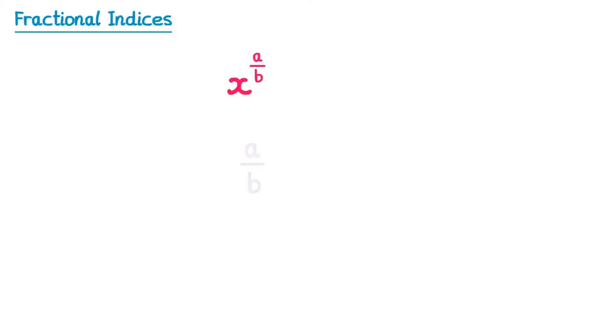You could write the fraction a over b as a product, 1 over b times a. So we could rewrite x to the a over b as x to the 1 over b times a. And you could use the bracket law for indices to write this as x to the 1 over b all to the power a. Now we know how to cope with situations where it's 1 over b. That will just be the bth root of x. So when we have x to the power a over b, first of all we do the bth root of x, whatever that is, and then raise this to the power a.